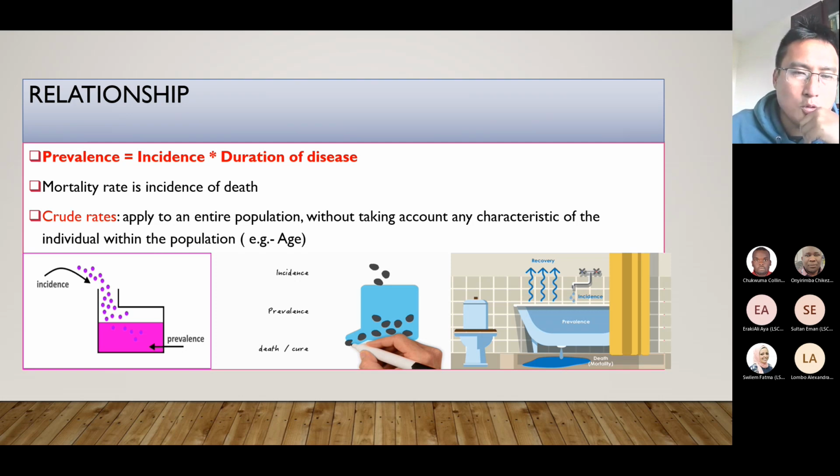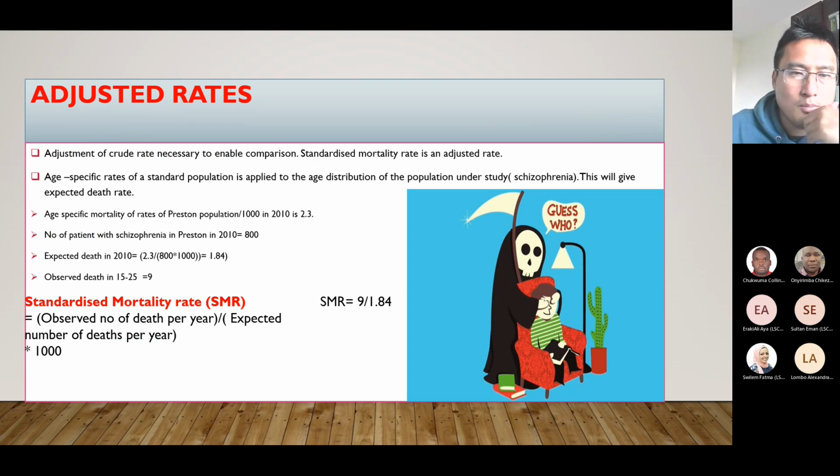Okay, sometimes they might also ask about crude rate. Crude rate is basically for the entire population. If you just want to find out about a particular age group, it would be age-specific. There's something called adjusted rate. I don't think they will ask you this more often, but just remember, if they ask about standardized mortality rate, the formula is number of deaths per year divided by expected number of deaths per year, multiplied by 1,000.